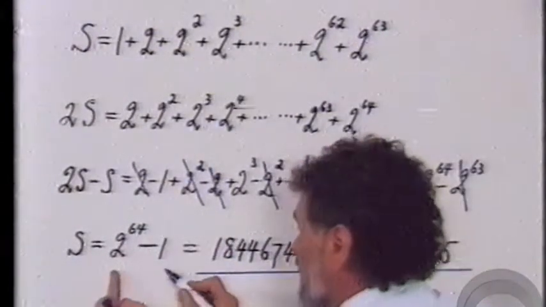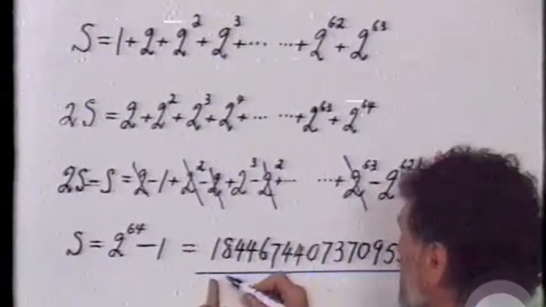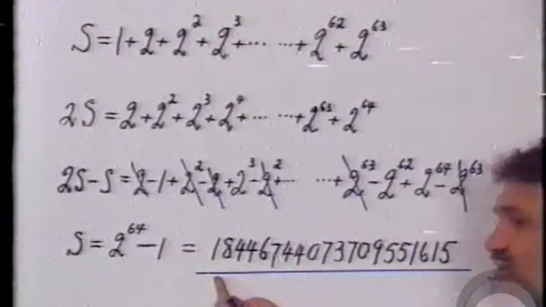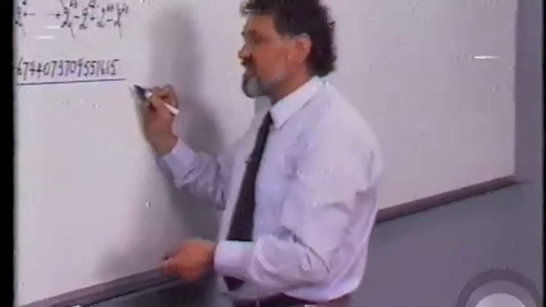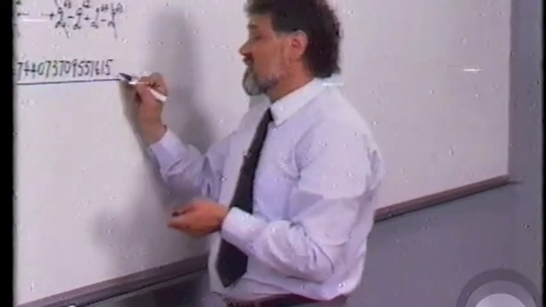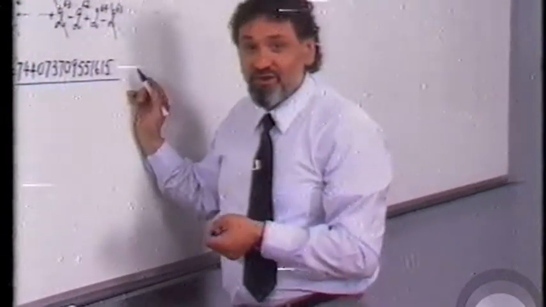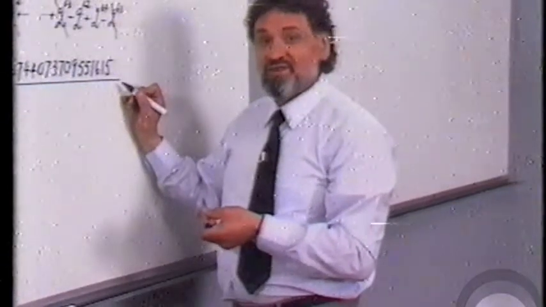If we now use a computer to calculate this, we will find that it comes to this very enormous number. In fact, if we calculate this number of grains, you will find that it's enough to cover the entire surface of the Earth to a layer 2 centimeters thick.